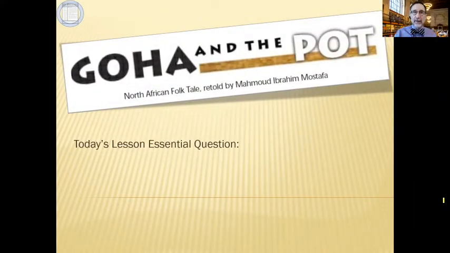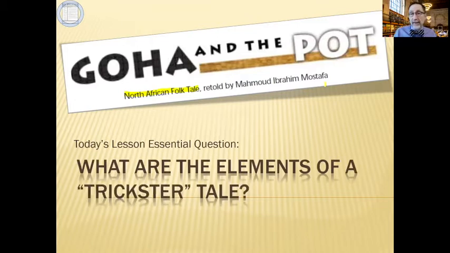As I said, today we're taking a look at a story called Goha and the Pot, and it's a North African folk tale. It's been retold, so you'll find this story in many different versions, and we're not concerned with authors in this story because we're looking more at the folklore rather than the written version of the folklore. Our essential question today is going to be like everything else in this unit. What are the elements of, but this time it's going to be what are the elements of a trickster tale?